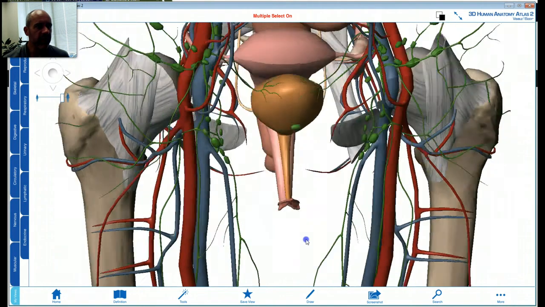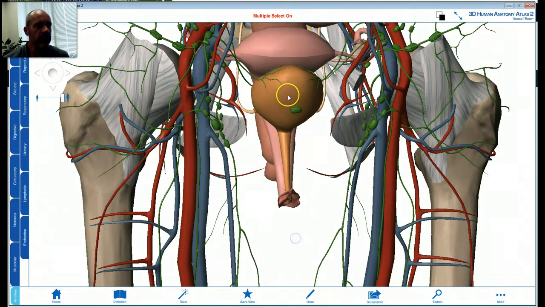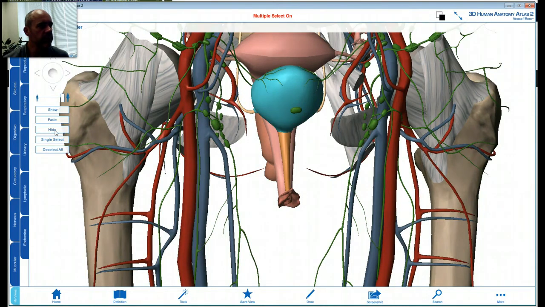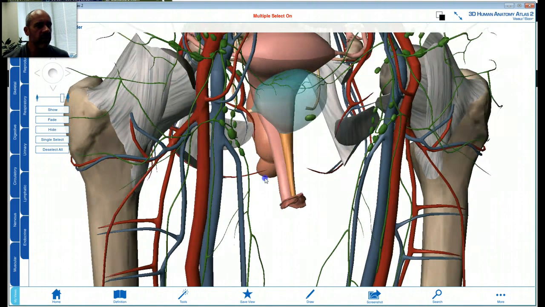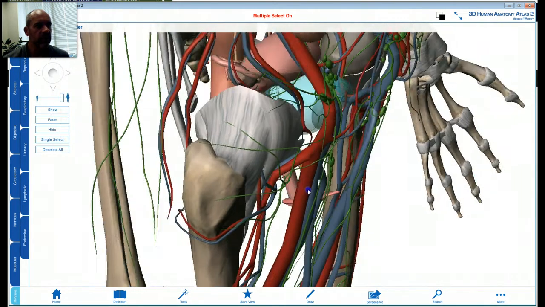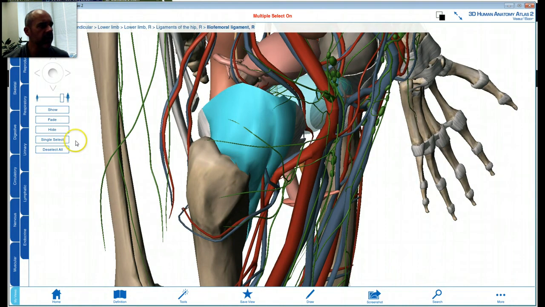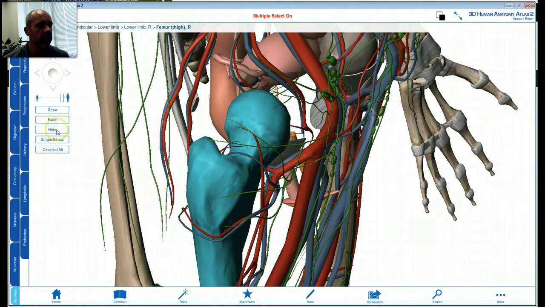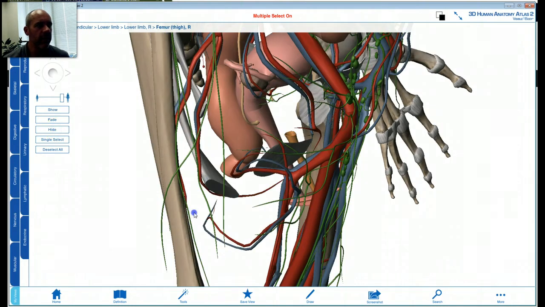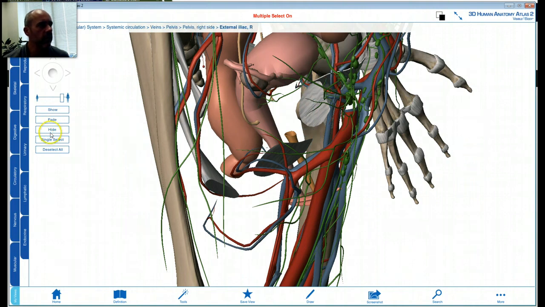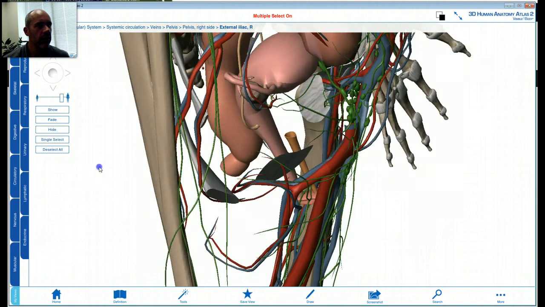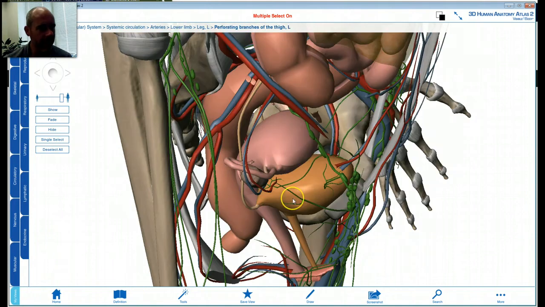All right, and we'll deselect all of those. Let me hide the bladder here for a second. Or let me fade it so you can see. Rotate this around this way. Let me hide. There's your femur, your thigh bone. Let me hide that. I'll hide some of these blood vessels. Knock those out of the way so we can see things a little bit better. Okay, so we took our bladder out here. I'm going to bring that one back, actually. Okay, I brought my bladder back here now.